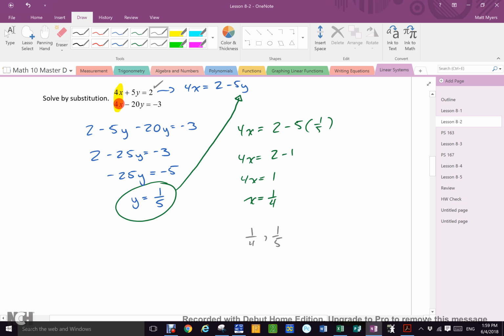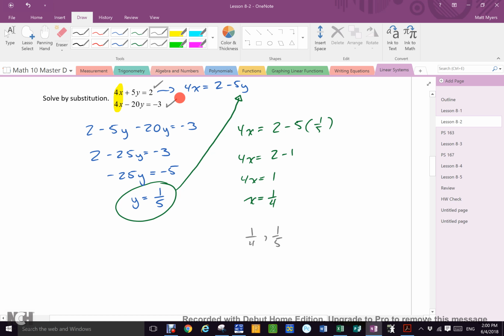What is 4 times 1/4? 1. What is 20 times 1/5? Now out comes the calculator. 4. 1 minus 4. Is it negative 3? Yes. And we are done.